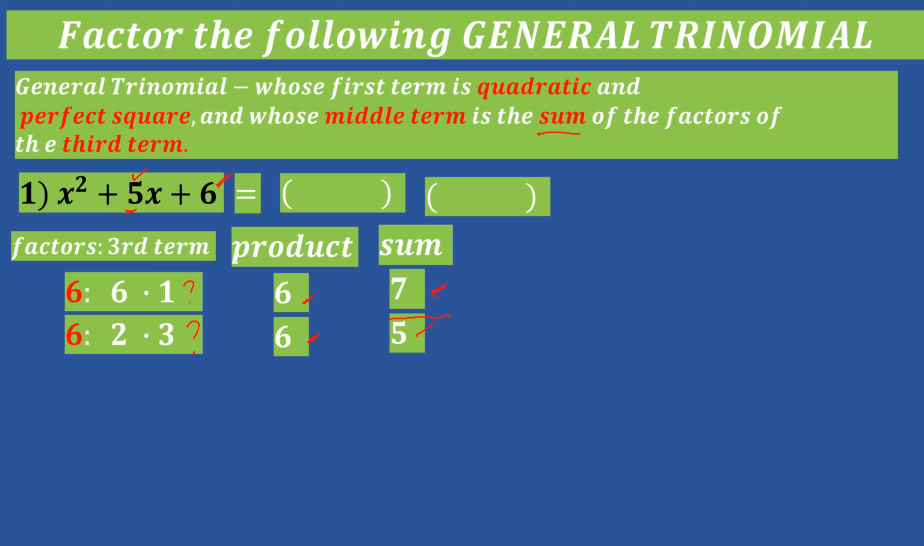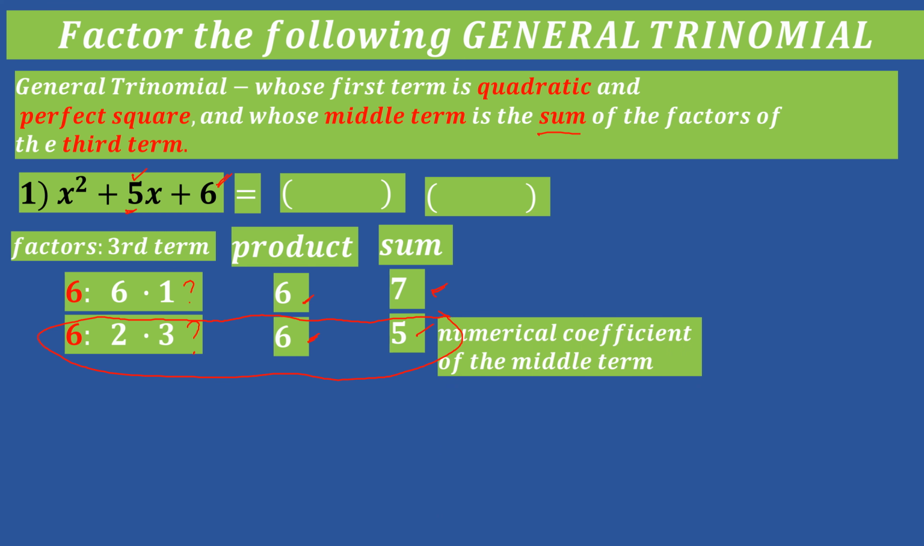So far, this is what will satisfy. It's not only that we are looking at the product, because we have to see to it that our middle term will be the sum of the factors. Therefore, what shall we do now? Since the numerical coefficient of the middle term is 5, the 2 times 3 are the correct factors. So how do we write them? Again, the 6 times 1 are not the factors, only the 2 times 3.